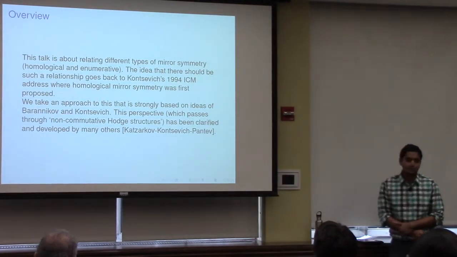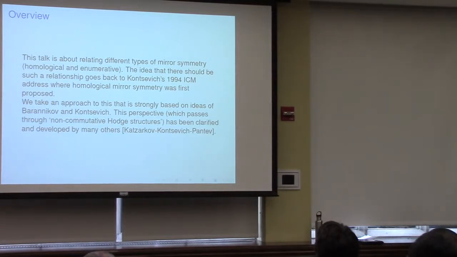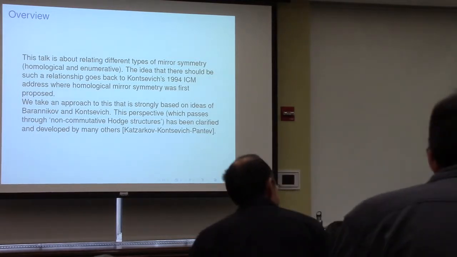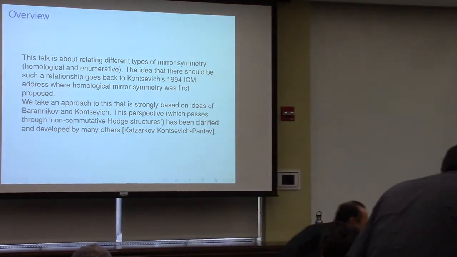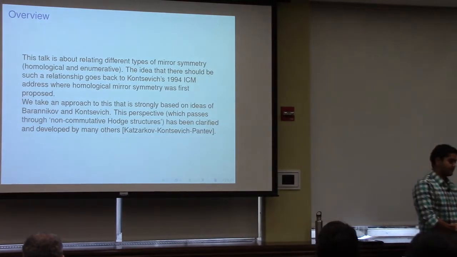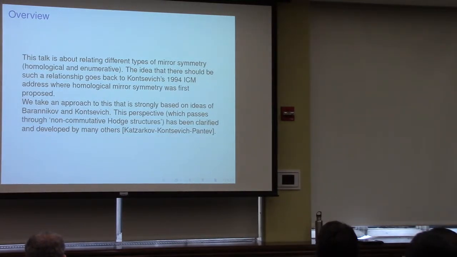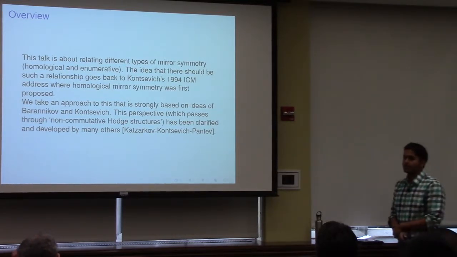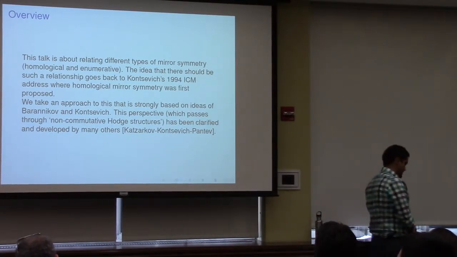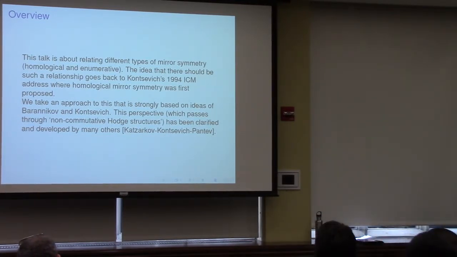So the idea that there should be such a relationship already goes back to Kontsevich's 94 ICM address, where homological mirror symmetry was proposed. And in fact, we're also going to take an approach that's strongly based on ideas of Barannikov and Kontsevich. This perspective, which passes through certain non-commutative versions of Hodge structures, has been clarified and developed by many others in the meantime. We've, for instance, learned a lot from reading the large work of Katzarkov, Kontsevich, and Pantev.